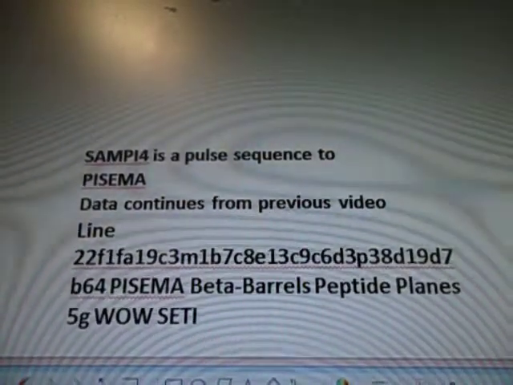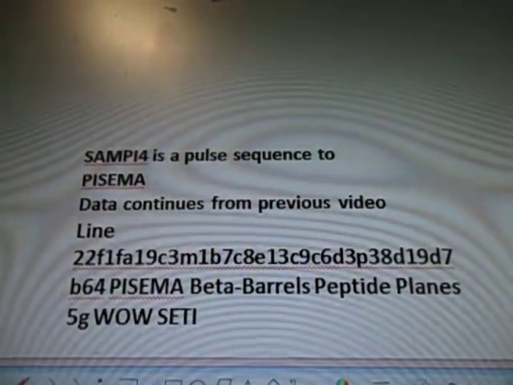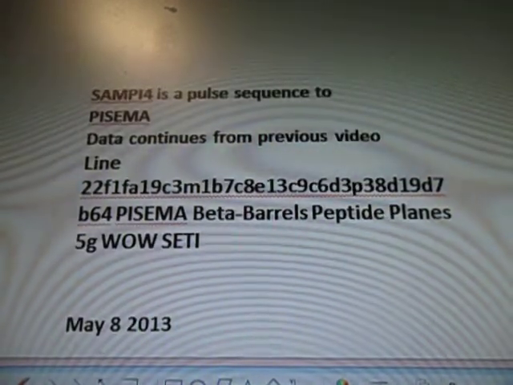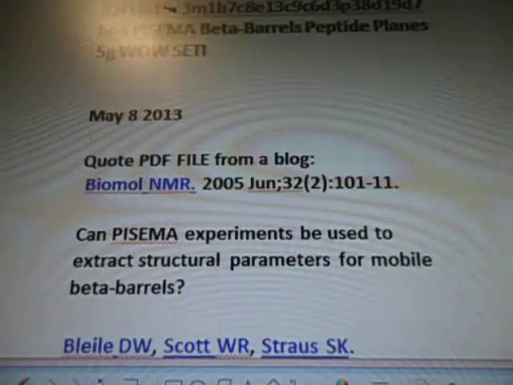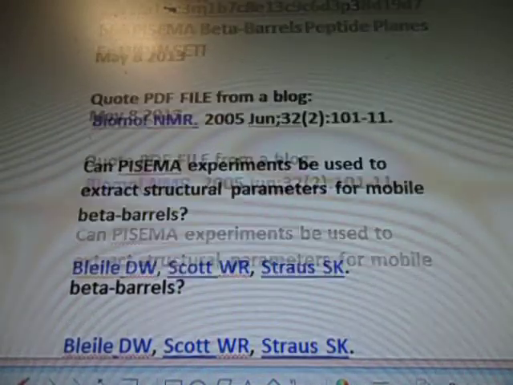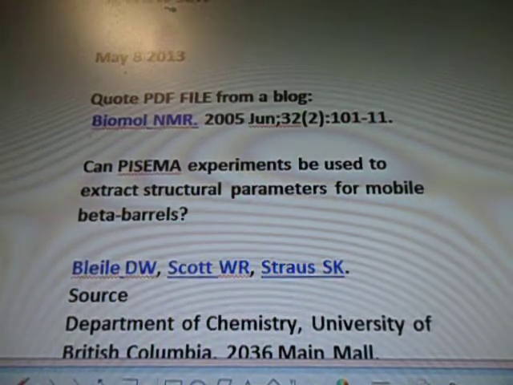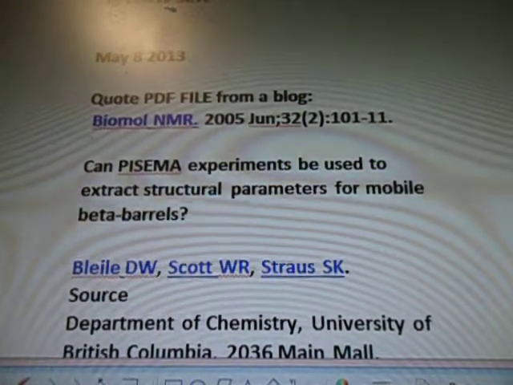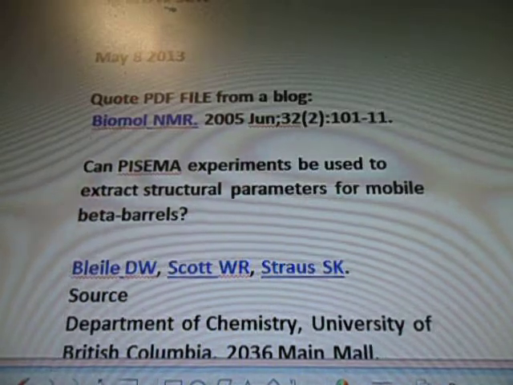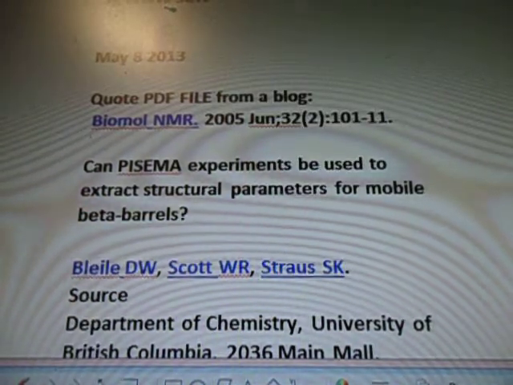So SAM14 is a pulse against the PISEMAs. The previous video was the PISEMA beta barrels peptide planes. And May the 8th, this is again a PDF file from 2005. It's the same PDF file I've been looking at in several videos so far. I broke it down because it's quite extensive. It's got a lot of goodies in it.